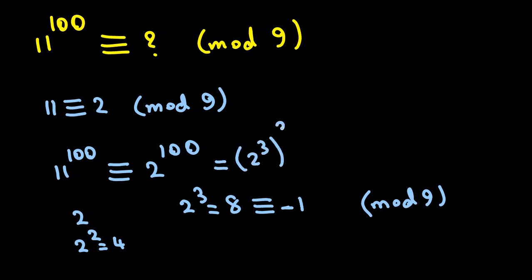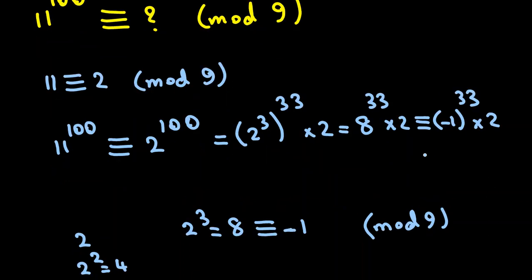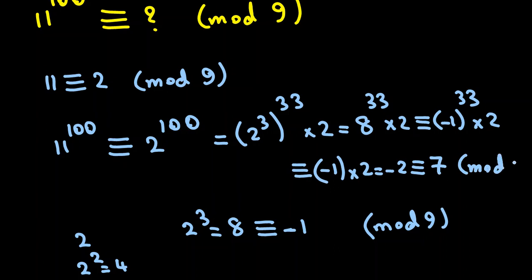2 cubed to the power of 33 times 2, and it will be what? 8 to the power of 33 times 2 mod 9. It will be negative 1 to the power of 33 times 2. If I want to write it, it will be congruent to negative 1 to the power of 33, which is negative 1, times 2. It will be negative 2 mod 9. You add 9, it will be 7. So here we found this. For this problem also, we want to use something like this.